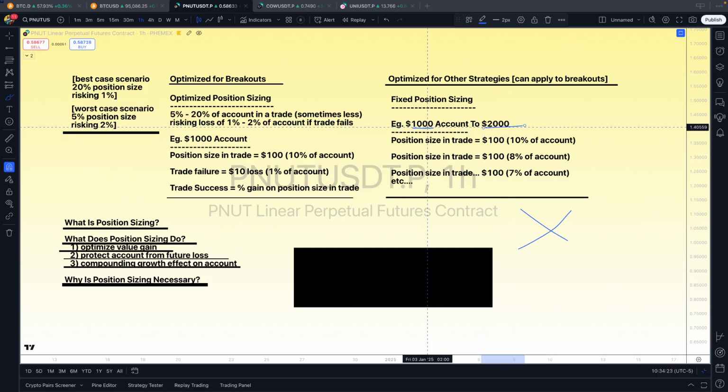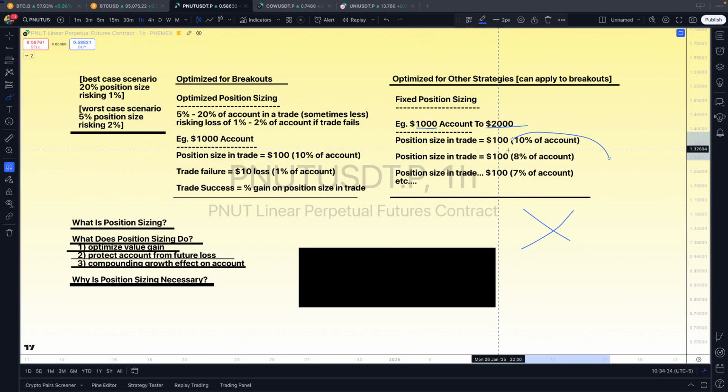You doubled your account, God willing. Then you go back to 10%, right? You're good. Now this turns into 200 bucks. And then you just do that again. Now you make 2,200, and you're sticking to $200 position sizes. That's about 8% of your account, and then etc. Okay, so that's fixed position sizing.